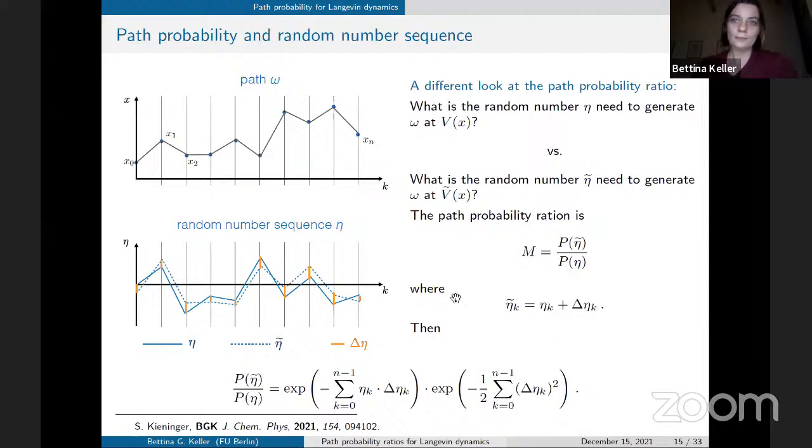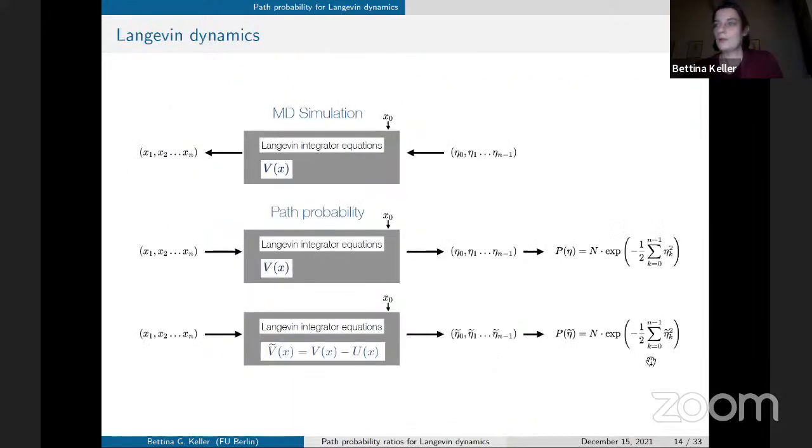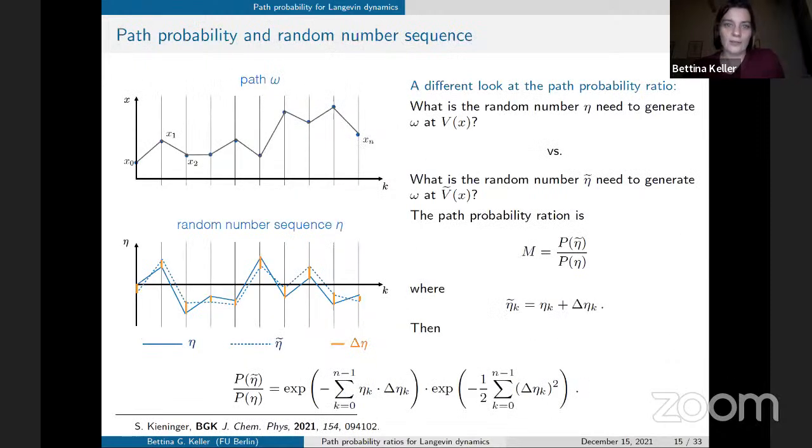And if we do that, if we construct or write down our tilde eta k like this and insert this into this equation, we end up with a formula for the path probability ratio that looks like this, because that's a binomial formula over here. So here we have a binomial formula, and then the first term cancels, and you're left with these two terms.